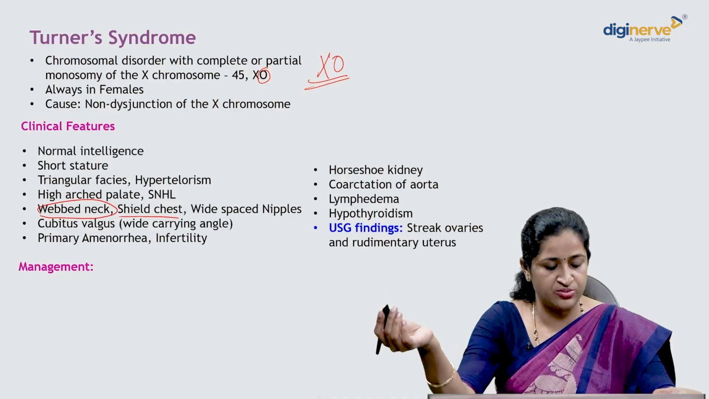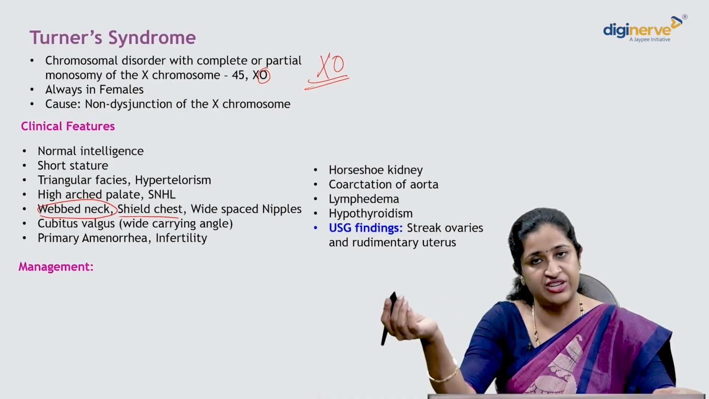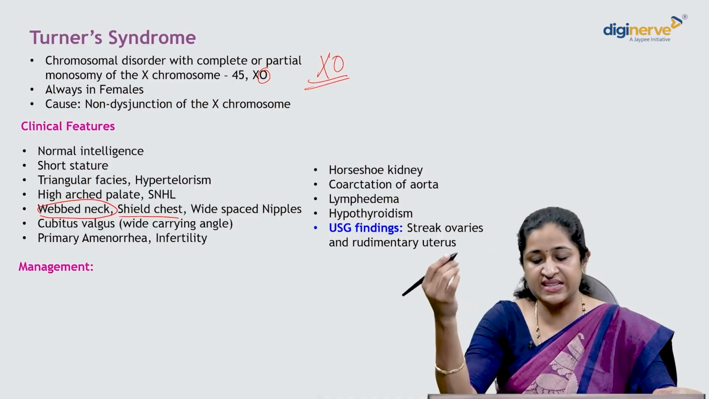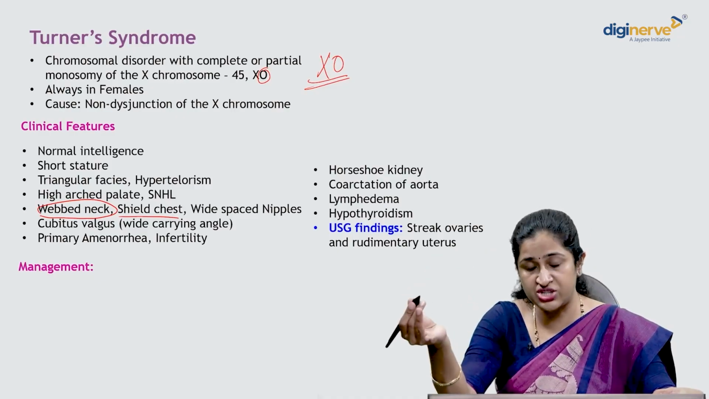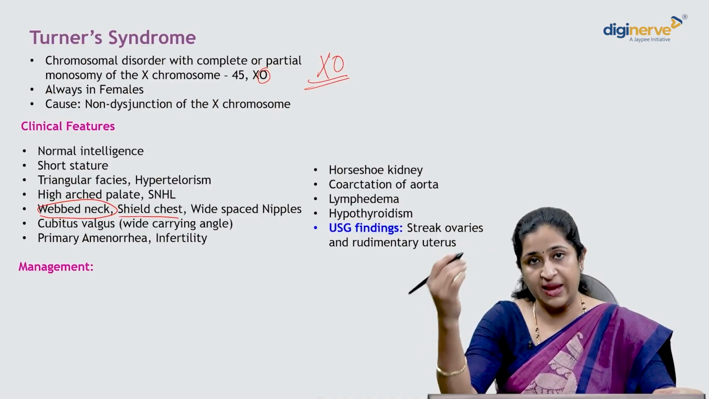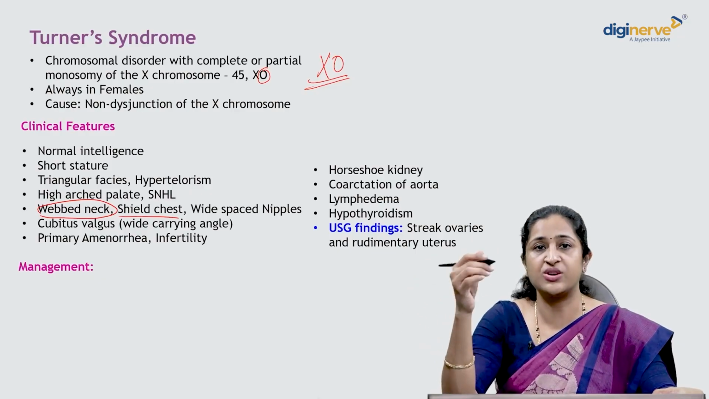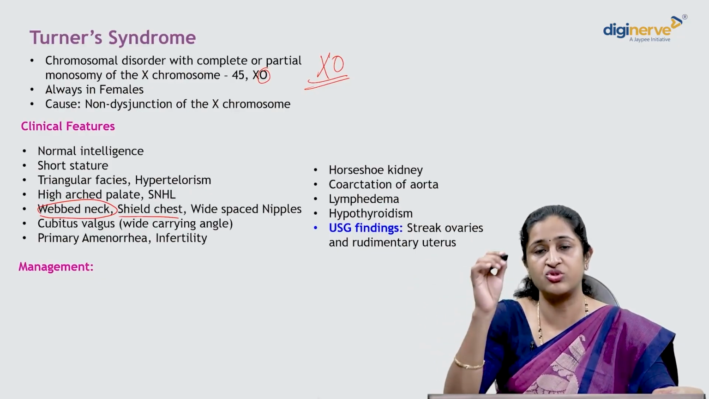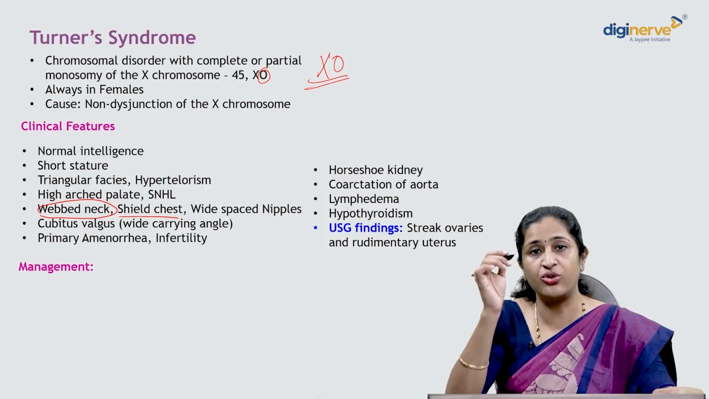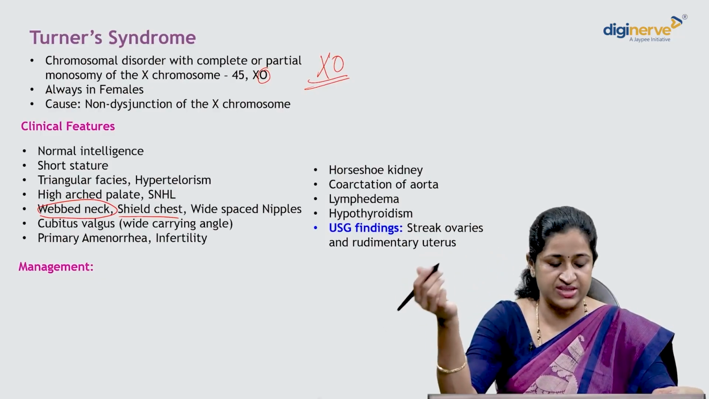Cubitus valgus can also be seen. Primary amenorrhea with infertility is there. Internally, they can have horseshoe kidney, coarctation of aorta, lymphedema, and hypothyroidism. Because of the lack of the X chromosome, ultrasound shows streak ovaries and a very rudimentary uterus.